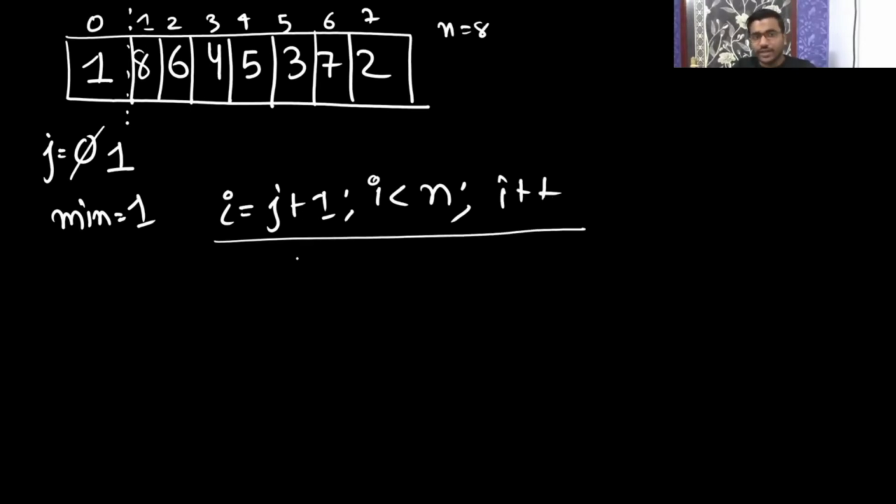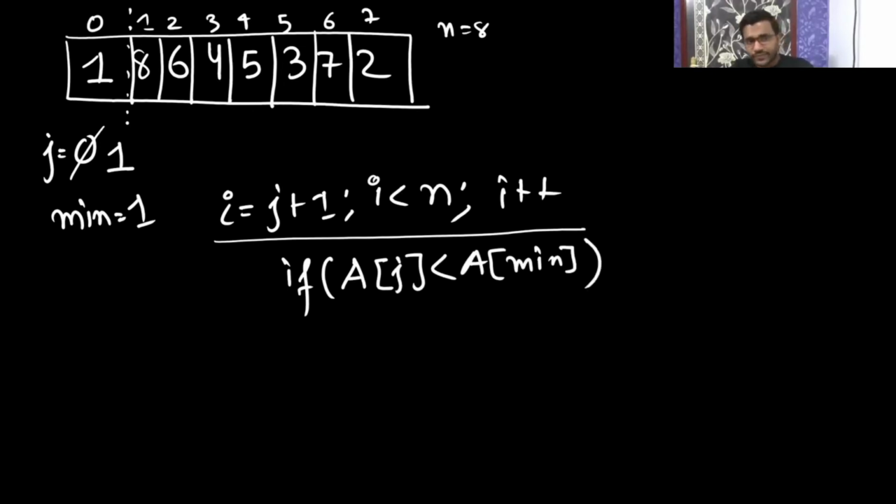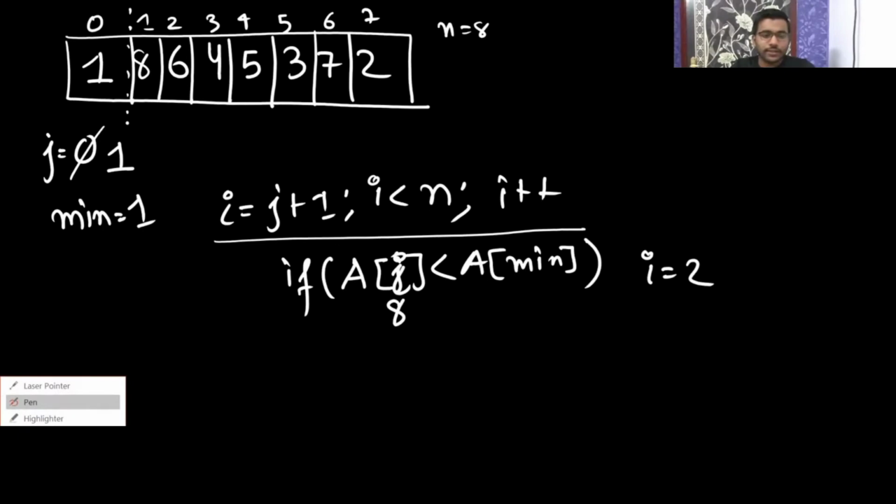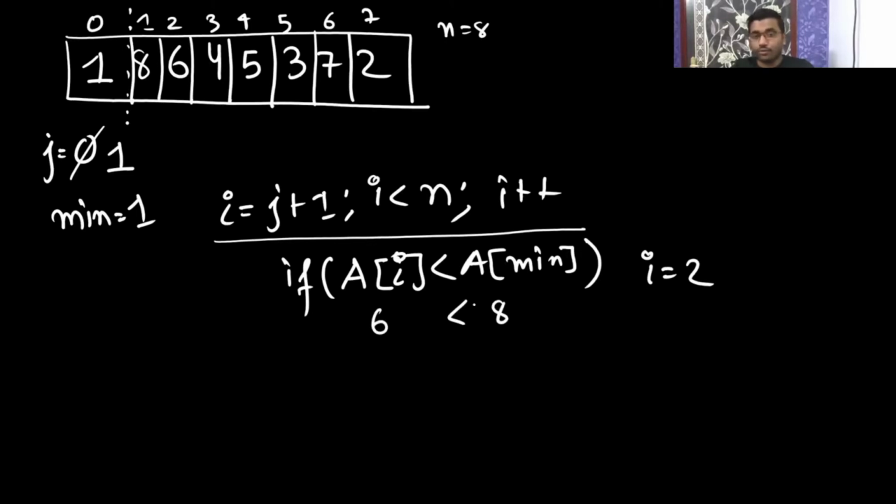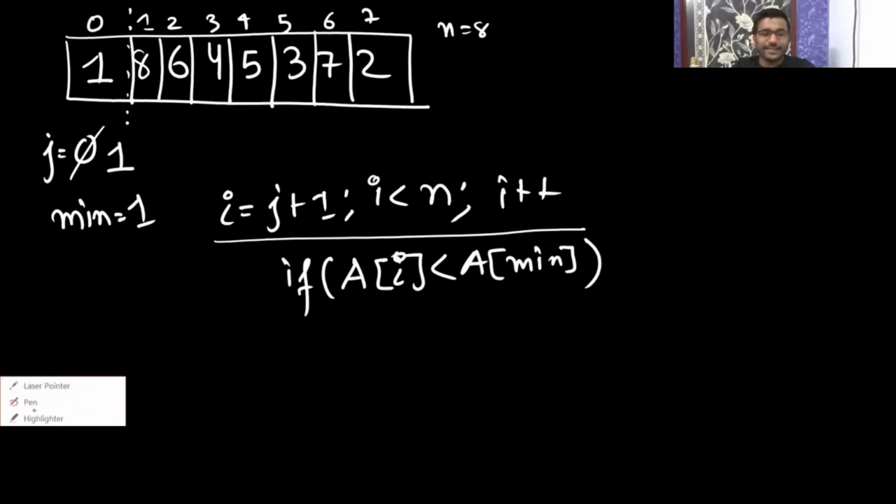Now here you are going to check if a of j is smaller than a of mean. So a of j is your 8. Is it smaller? So it's j plus 1, j is 1, 1 plus 1 is 2. i is now 2. It should be a of i, which is having 6. Is 6 smaller than 8? Yes, it is smaller. 6 is smaller than mean, then we are going to change mean. Mean is going to, sorry, it's i. I'm using the index here. I always get confused between i and j. So mean is going to i, like this.